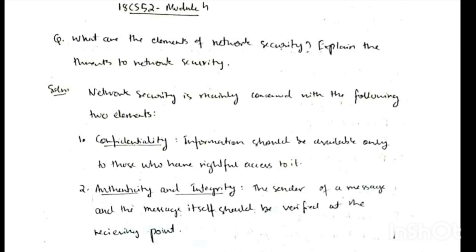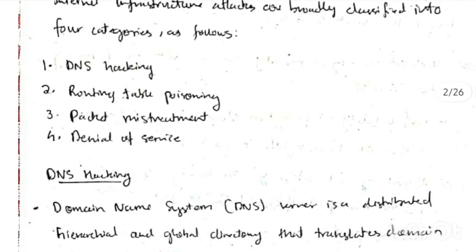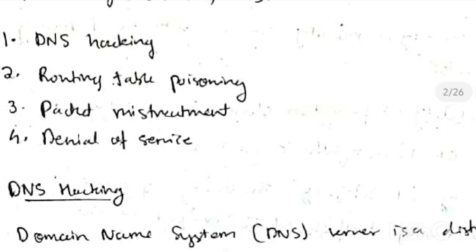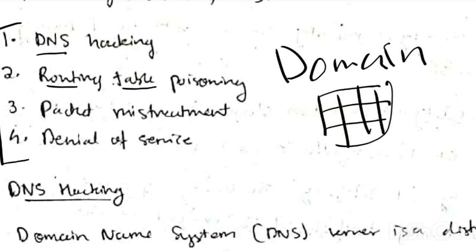In continuation to the first question, we have also been asked to explain the threats to network security. Threats to network security are different types of attacks. There are mainly four types of attacks. Remember these four, and you can easily expand on them. DNS means domain name system, and a routing table is nothing but a table which the packet will check to go to the next hop.